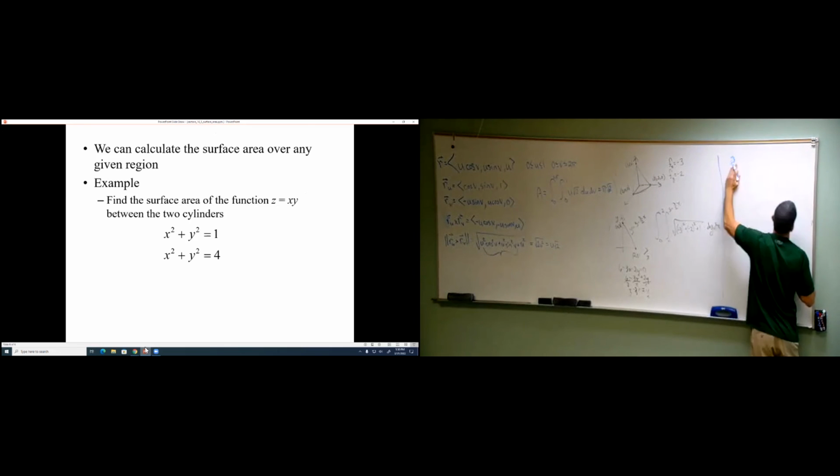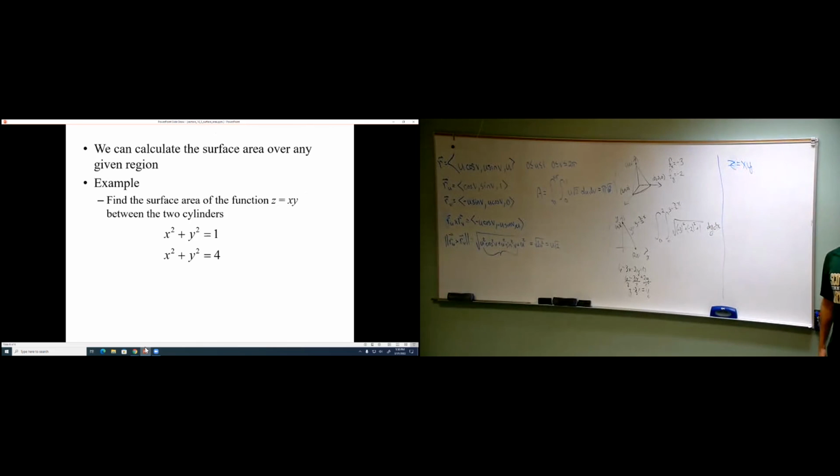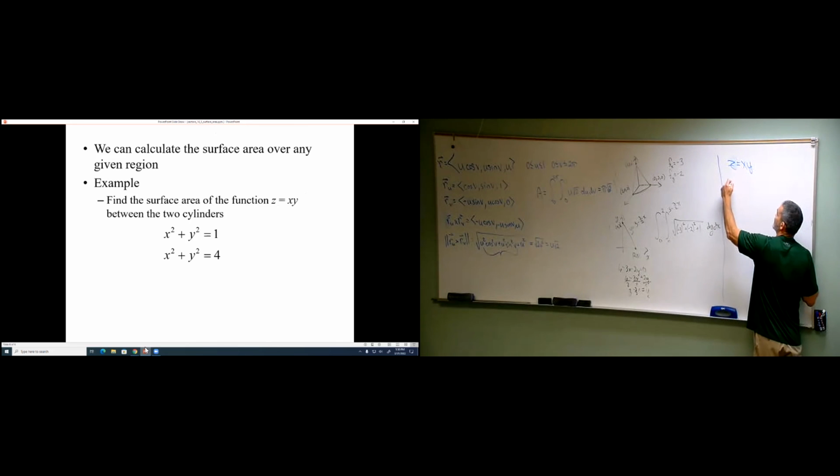Z, where did I call it? Did I call it Z? Z equals XY. Here's the cool thing. I can do the partials before I change it to polar, because the partials are easy to do here. What's the partial of Z with respect to X? What's the partial of Z with respect to Y?